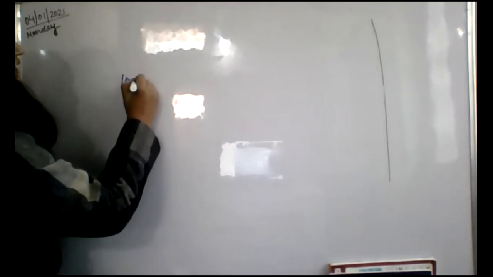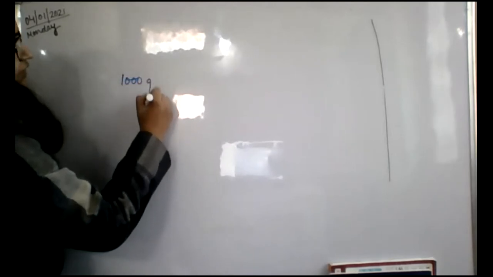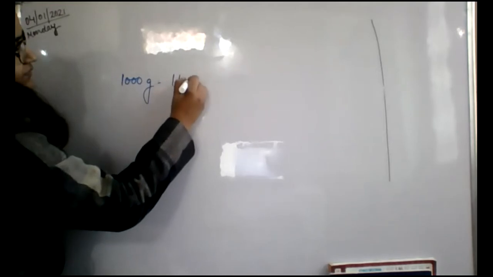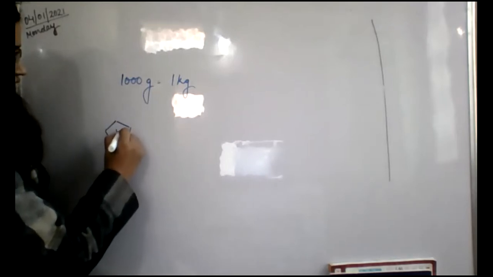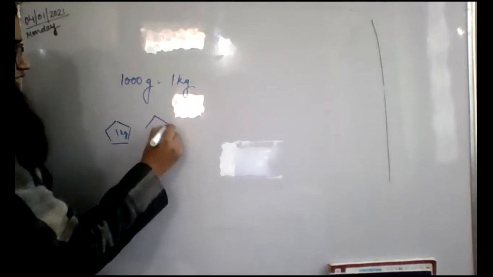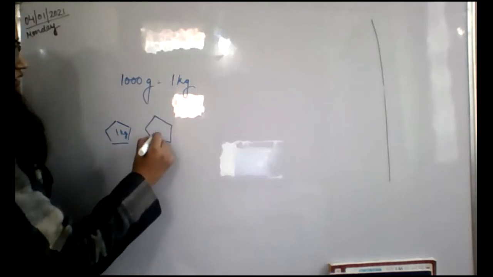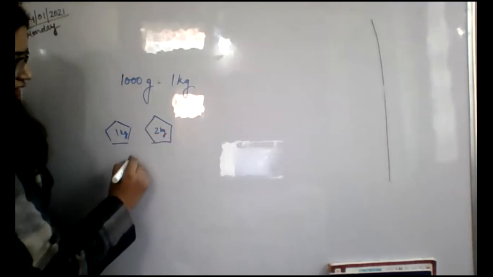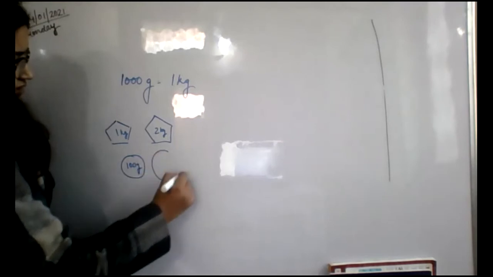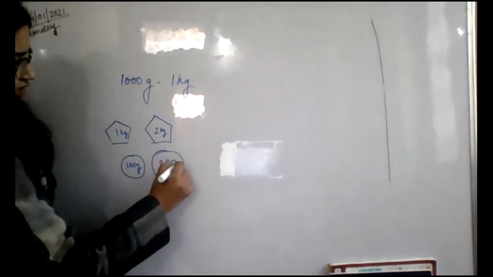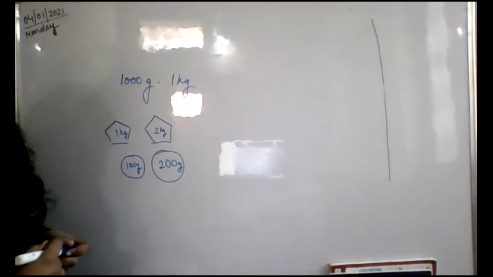First of all, do you know 1000 grams is equal to 1 kg? Have you seen those weights? Weights of 1 kg have this shape, black color. Yes, ma'am, the vegetable and fruit sellers have them. 2 kg weight. And they have 100 gram weight also, 200 gram weight. Have you seen that?